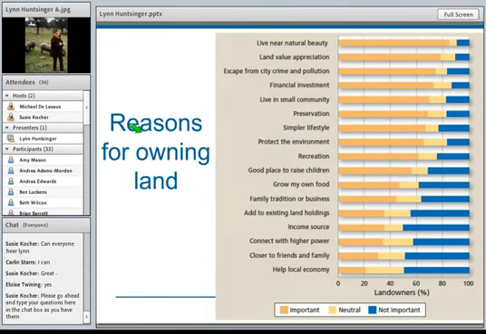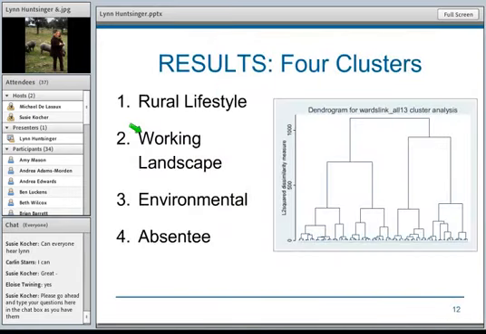And the results in the CalAg article, you can see them. Almost everybody likes to live near natural beauty, and anybody that lives out there loves natural beauty. Land value appreciation is also important to landowners, and all the way down to being closer to friends and family. Well, most people give that up when they move out to the rural areas, and to help the local economy, not so much for most people as a goal for owning their land. It doesn't mean they don't want to help the local economy. It's just not a driving goal for living in a rural area.